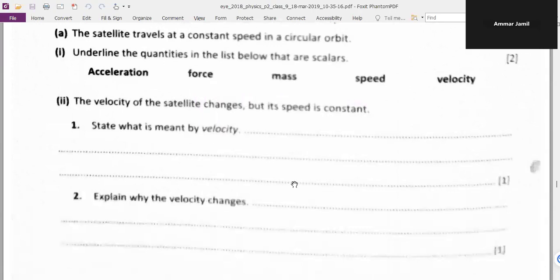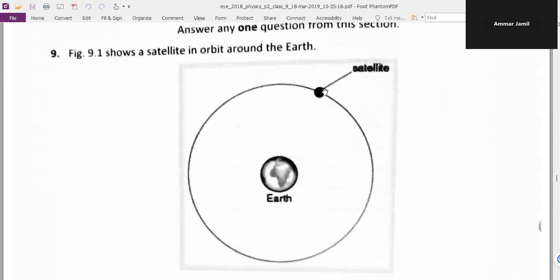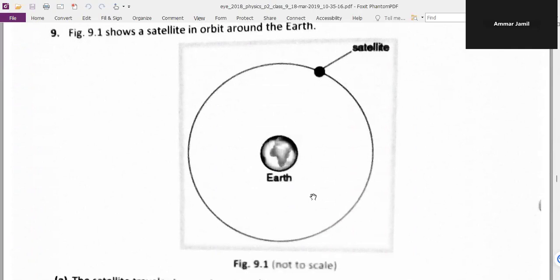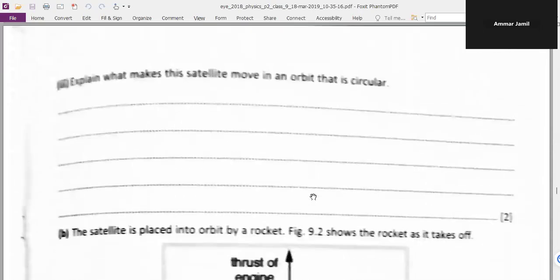So what is meant by velocity? The rate of change of displacement. The other definition is the change in displacement in a given direction. Why does the velocity change in this case? Well, as you can see, every moment it is changing direction. Although the speed is not changing, the direction is changing, hence the velocity will change.